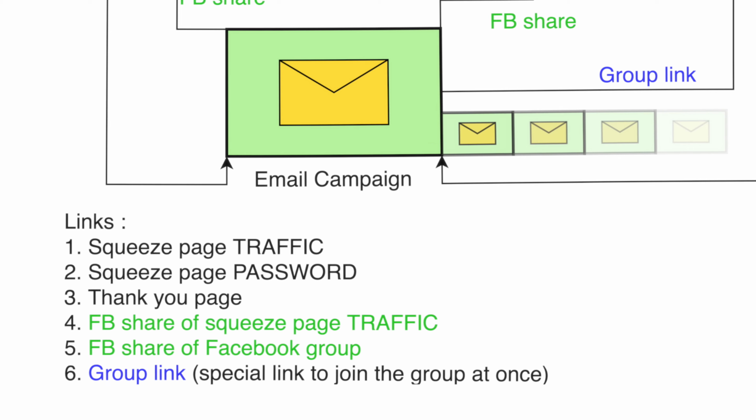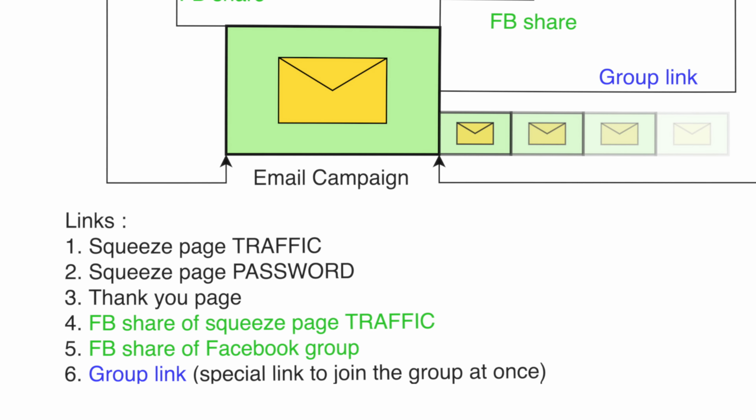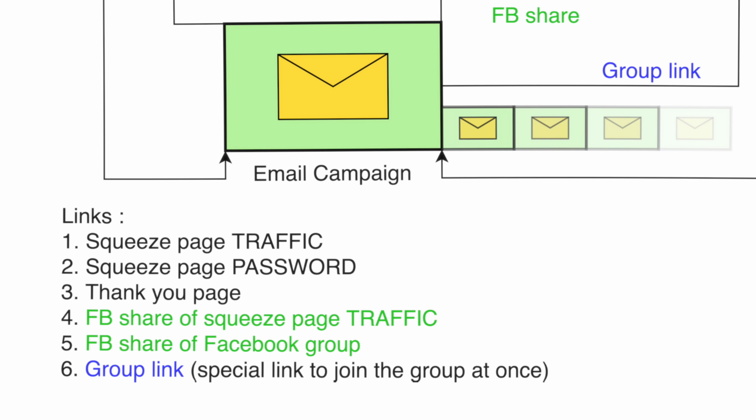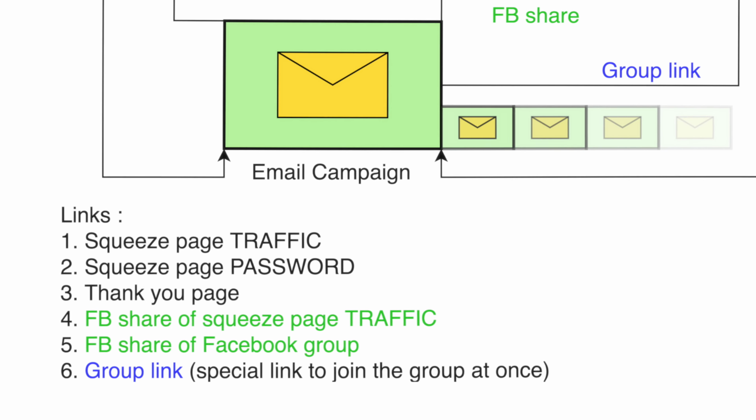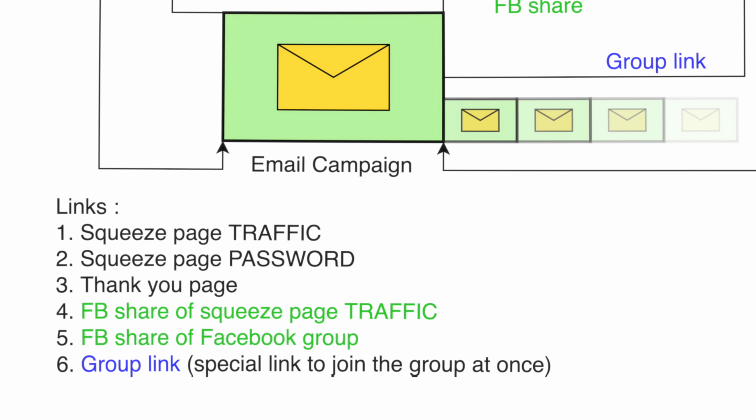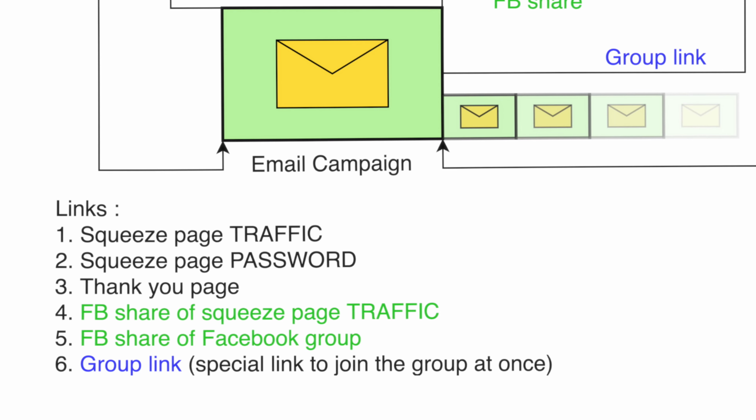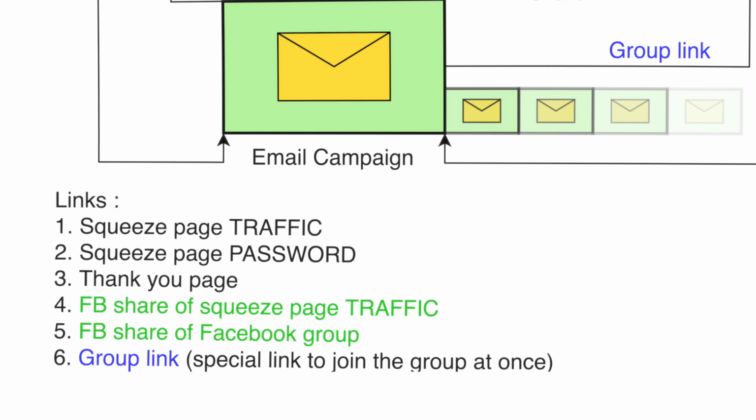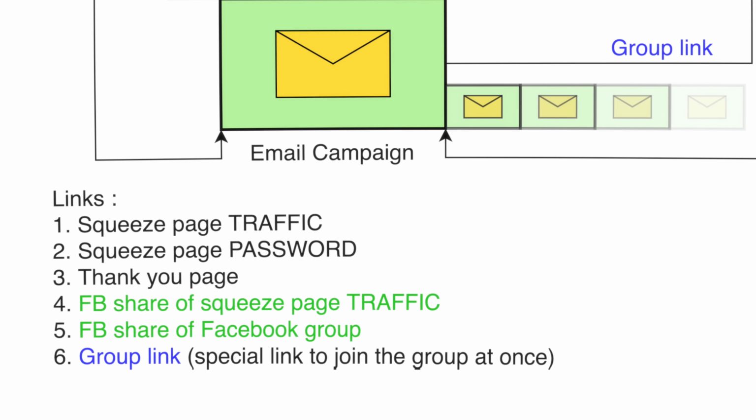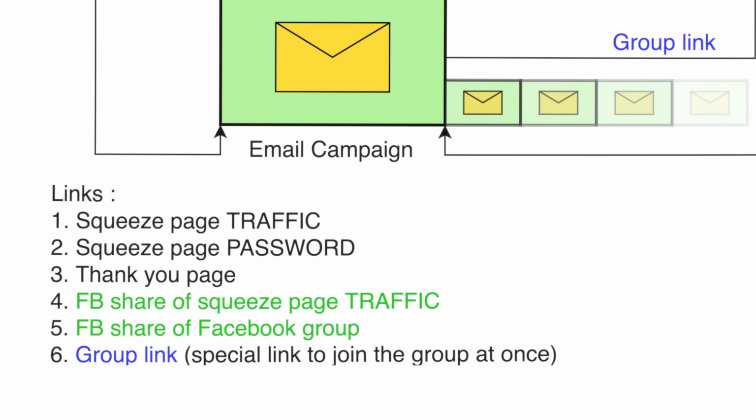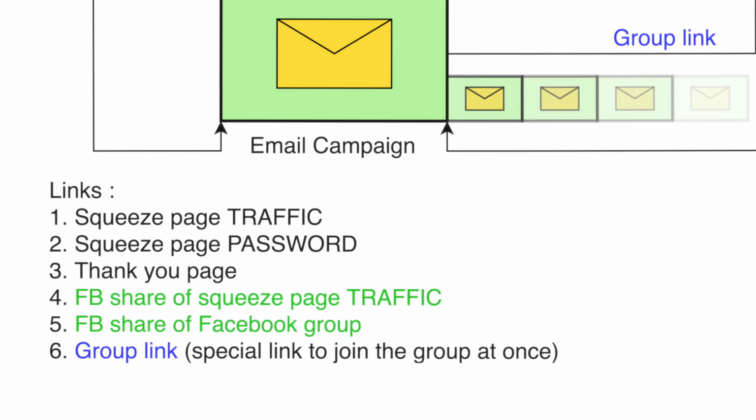The fourth link is a special link which shares your squeeze page traffic on Facebook. And the fifth link is a Facebook share of your Facebook group, which means when people click on it, it will open a sharing page of Facebook in order to share your squeeze page traffic or your Facebook group. And the last link is a special link to join the group at once. It's not a hack, it's an official link from Facebook, but quite hard to find. I will make a video to show you how to find it. This is called the group link in this graph.